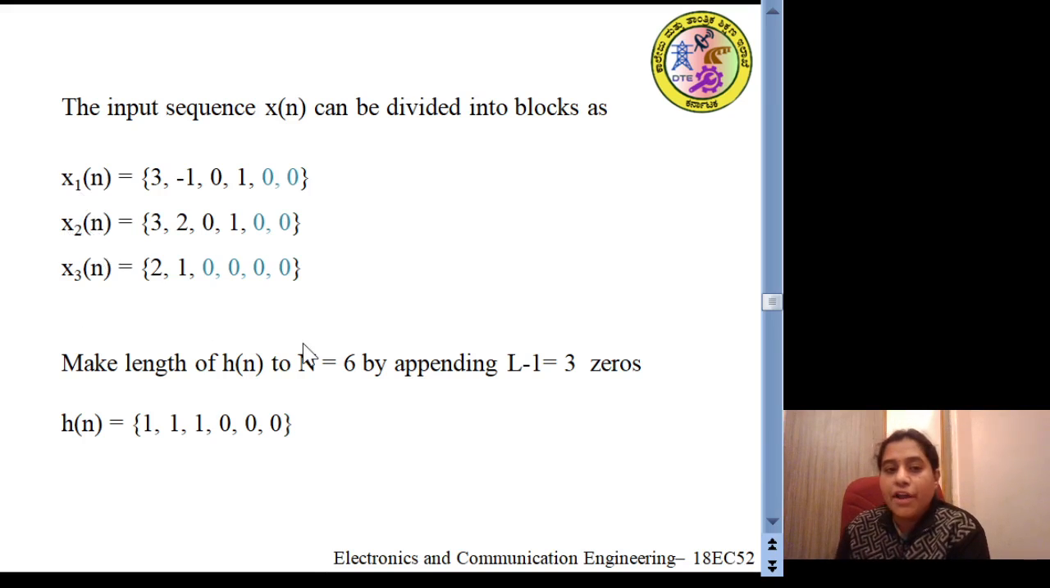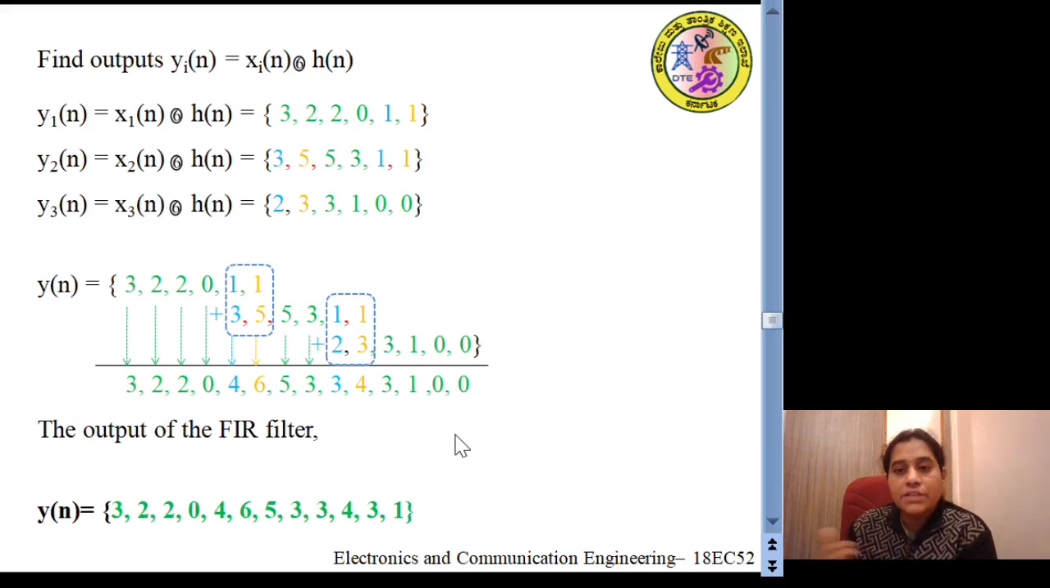Next, we have to make the length of the impulse response equal to the length of the input block, or segmented block length. So h of n, what they have given is 1 1 1. That is 3, but we have to make the length of h of n to be 6. We have to append the remaining zeros. So 3 zeros we need to append to obtain h of n equal to 1 1 1 0 0 0.